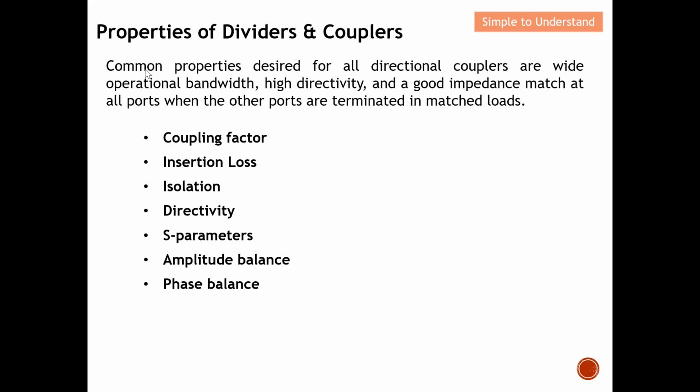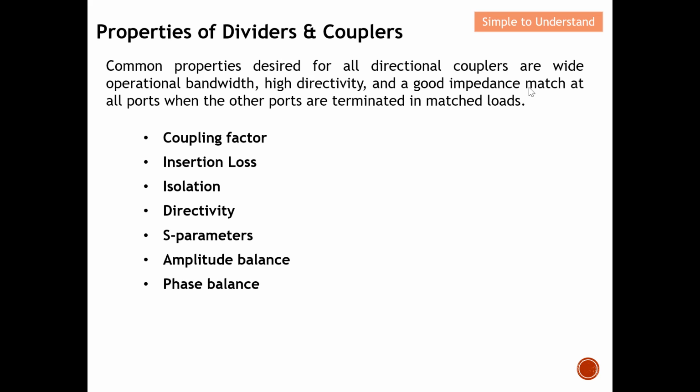So there are also a lot of parameters to discuss regarding this directional coupler. But in short, these are some of the common properties desired for all directional couplers. We want the operation bandwidth to be as large as possible. When the bandwidth is large, this directional coupler can work over a larger range of frequencies. So this will be desired. Basically, we also want a very high directivity, which I'm going to describe in this video, and we also need a good impedance match.